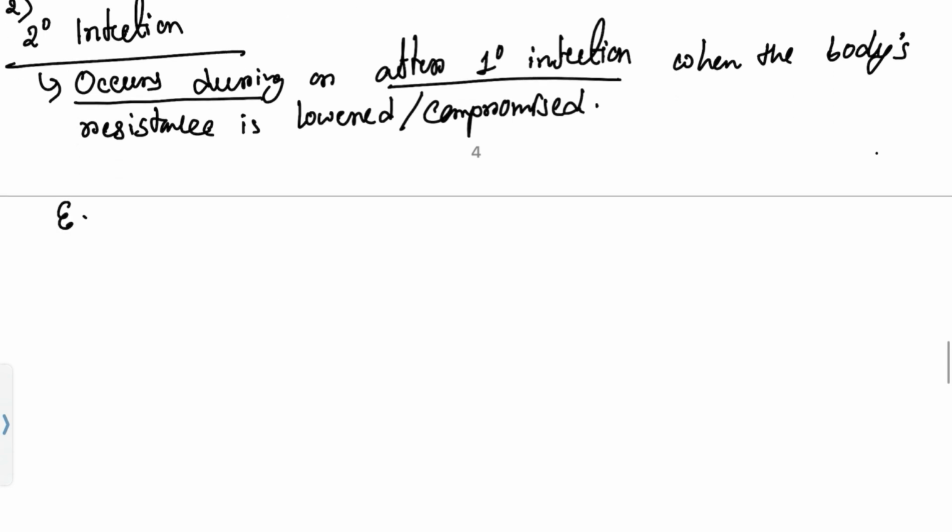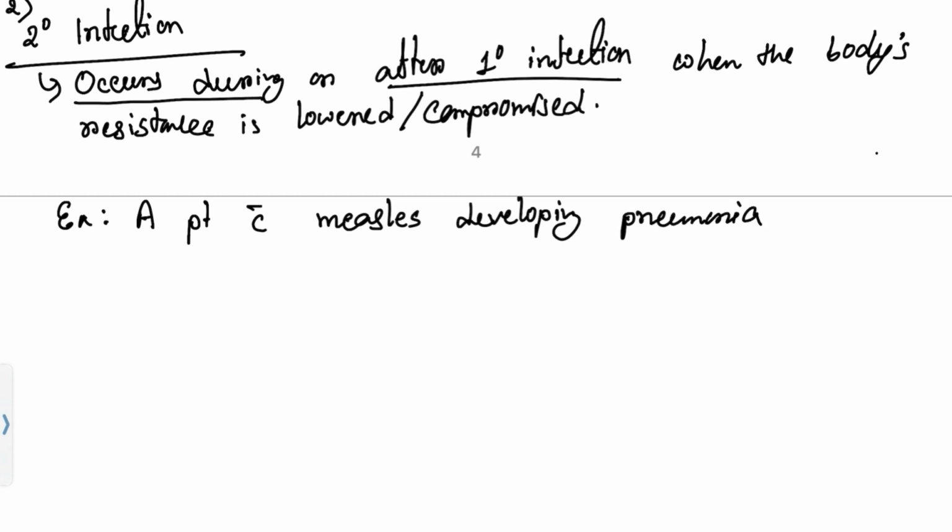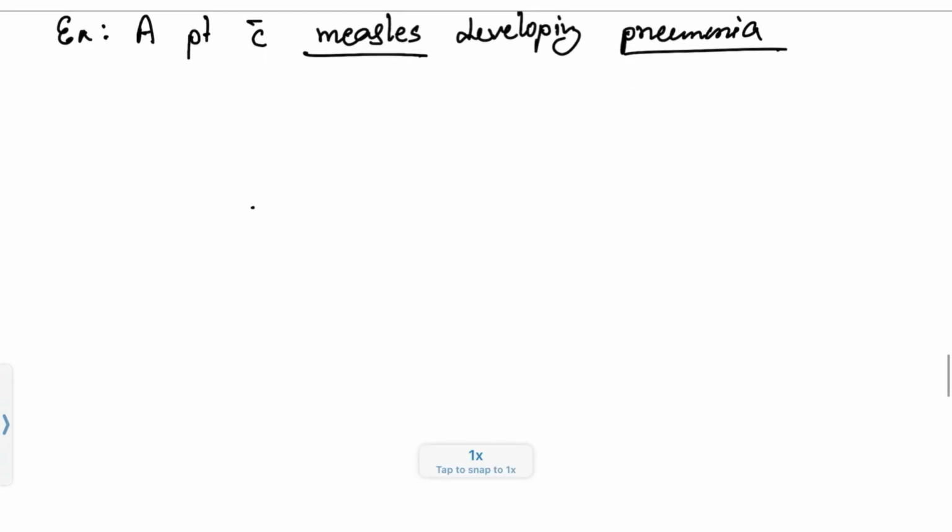If I give one example, a patient with measles. That patient is already suffering with measles, and due to measles his immunity power decreases. That's why he developed pneumonia. So this pneumonia is the secondary infection occurring in this patient when he was suffering with measles. Due to measles his immunity power decreases, and the second time he got the infection of pneumonia. So this pneumonia comes under the secondary infections. I hope it's clear. Now coming to the third classification, that is superinfections.